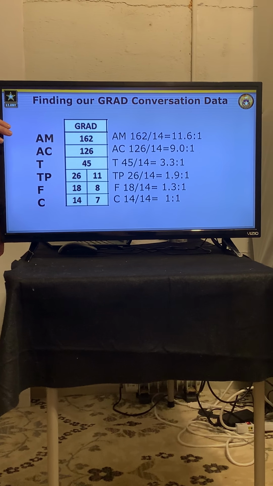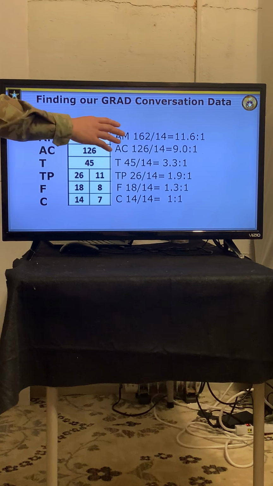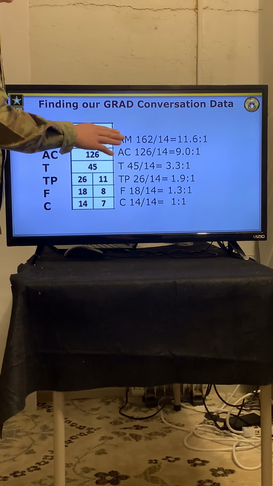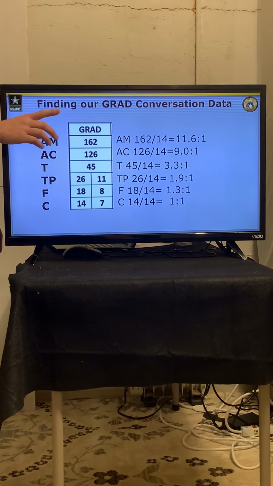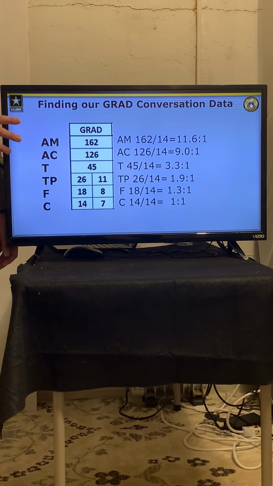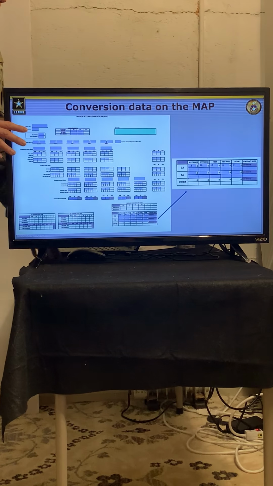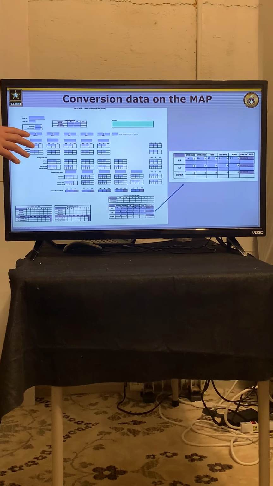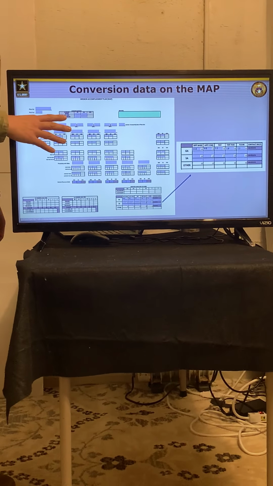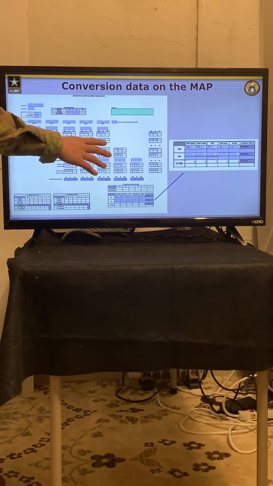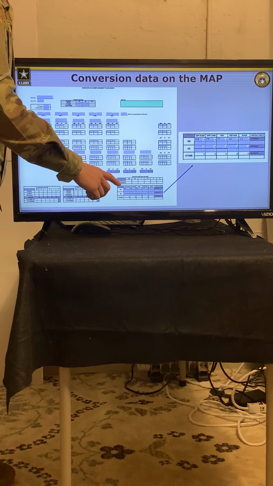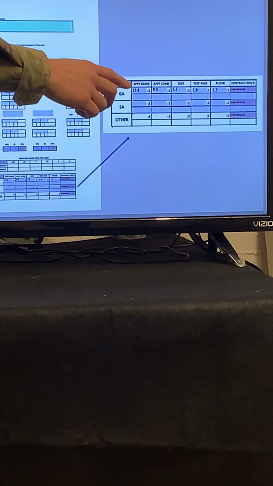Now that we have our conversion data, we know how much work in these categories we need to yield one enlistment. We need to know where on our map it is actually going to go. When it comes to looking at our map, we have right now a blank map, but we just figured out our conversion data. So now we can come down here, and I've enlarged it over here, and place in those numbers that we just got.